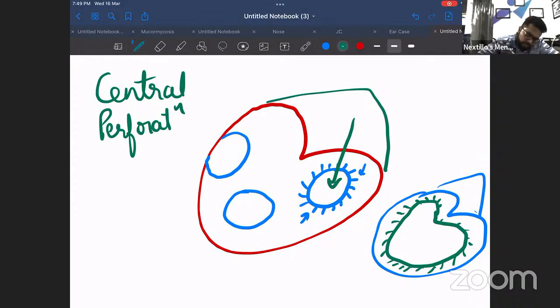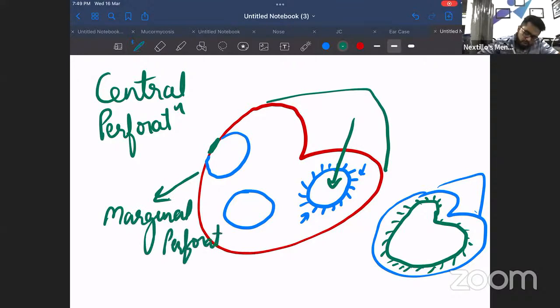Now, if you see here, this part is not surrounded by normal pars tensa, and hence this is called a marginal perforation, not a central perforation. Now this is a central perforation, everybody knows that.